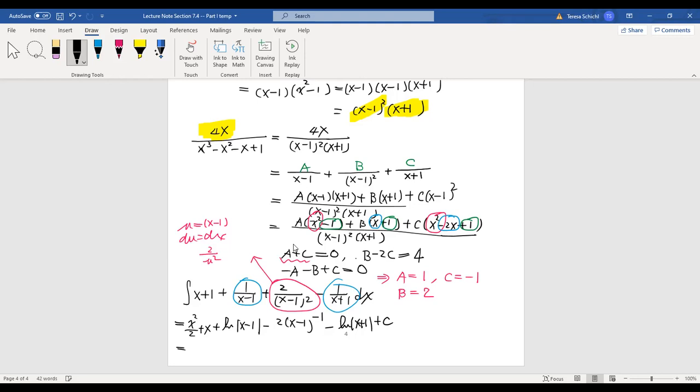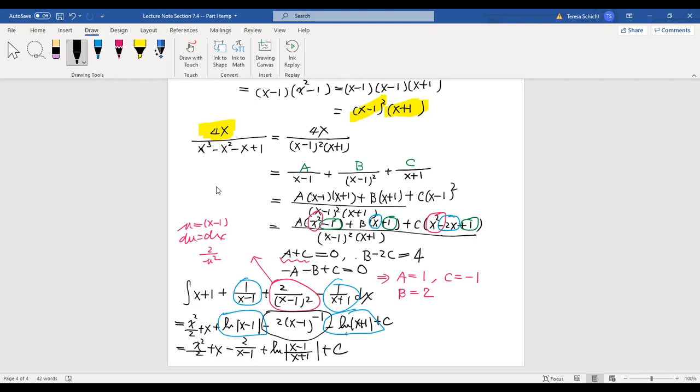All right, so if you want to combine a little more, you can do that. So here I will do it. This is x squared over 2 plus x. This term, I can make it look a little better, so this is 2 over x minus 1. And then these two terms, natural log minus natural log will be divided, right? So it will be natural log of x minus 1 divided by x plus 1, plus C.